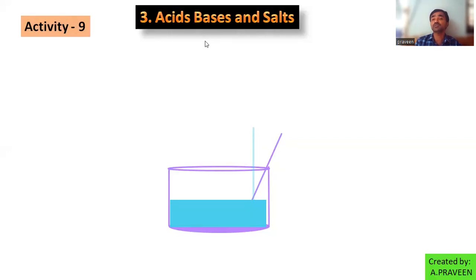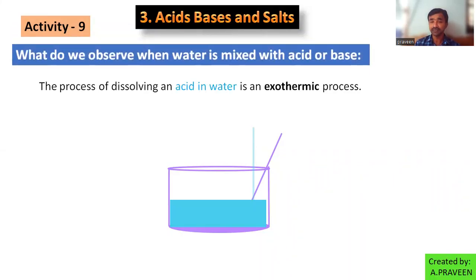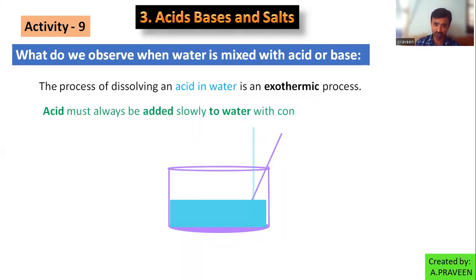So that acid may spill. That glass pieces may affect your body, right? So that's why here always you need to follow the precaution. Adding of acid into the water is the right method, not water into the acid. Always you are adding acid into the water, not water into the acid. So here it is highly liberating heat energy, producing heat energy. So the process of dissolving an acid in water is an exothermic reaction or exothermic process.